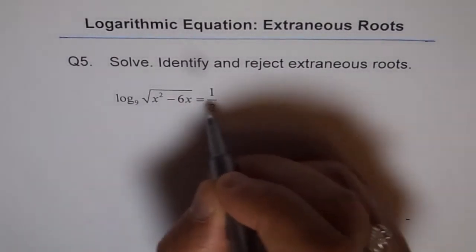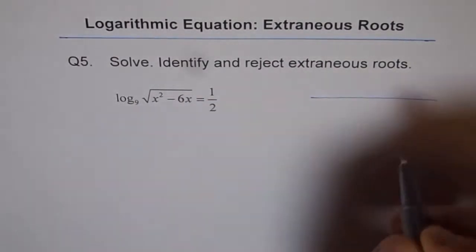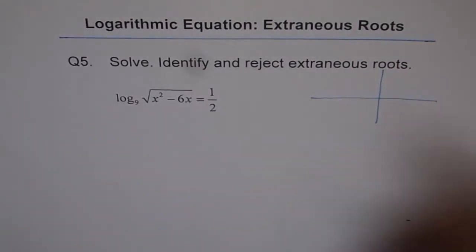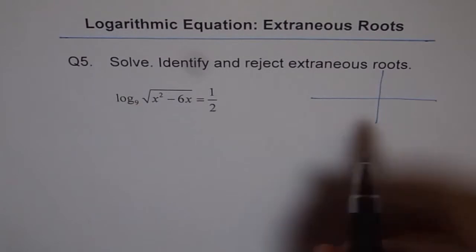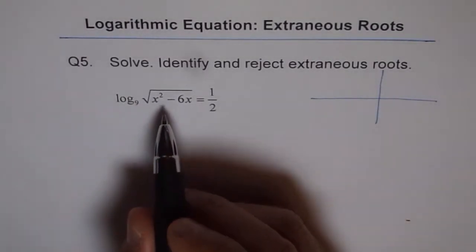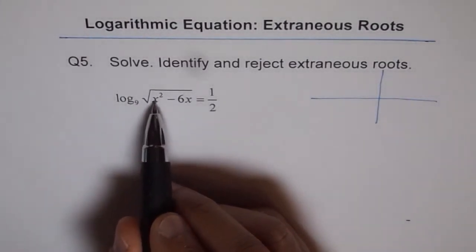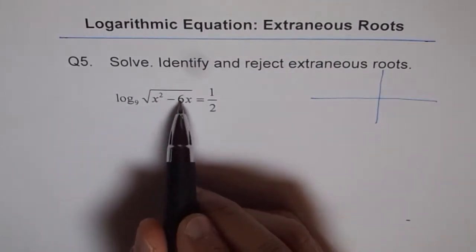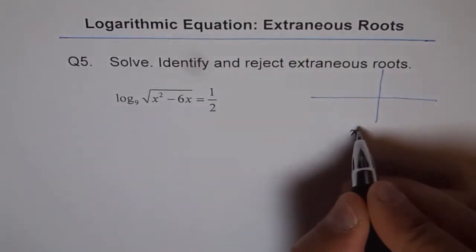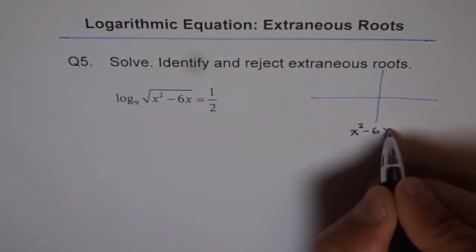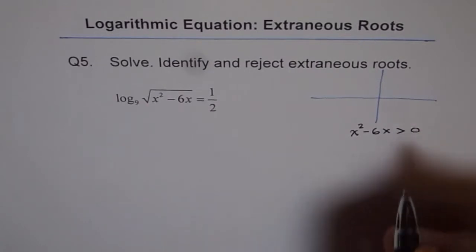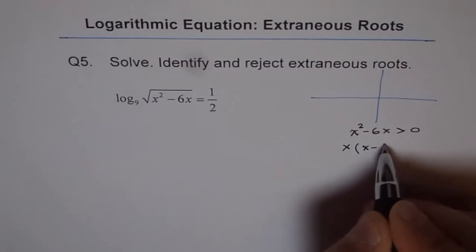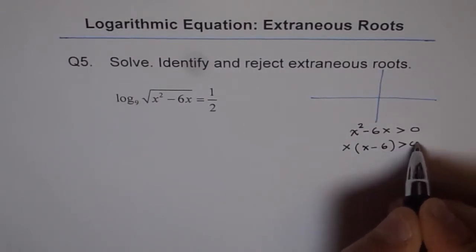So let's figure out what the domain of this function is to start with. I'm doing this so that I give you an idea of how to look for extraneous roots. One way is to find the domain of the function. The domain should be such that within the square root we get a positive value, right? So we should have x squared minus 6x greater than 0. We can factor this out, so we get x times (x minus 6) greater than 0.